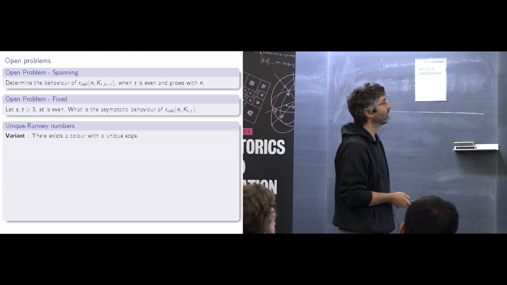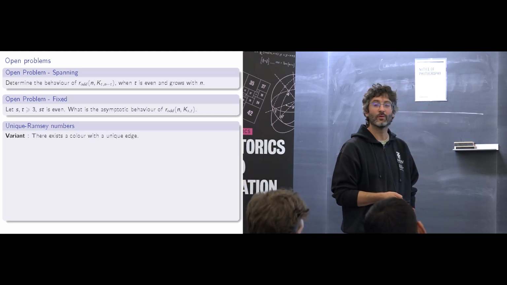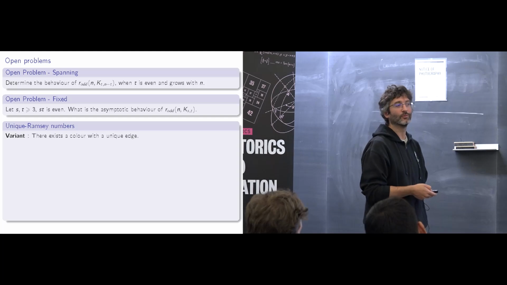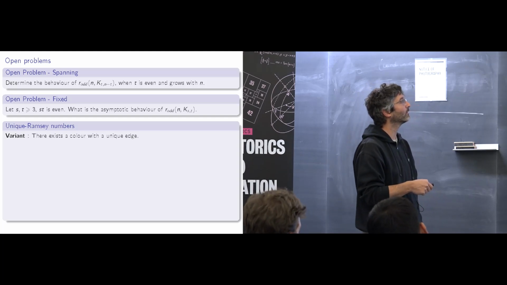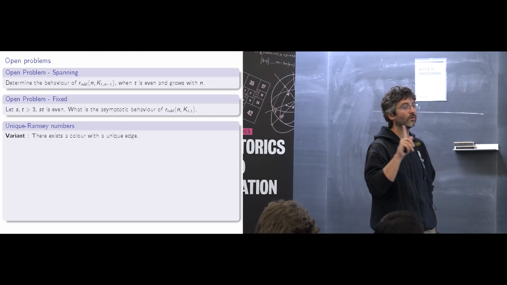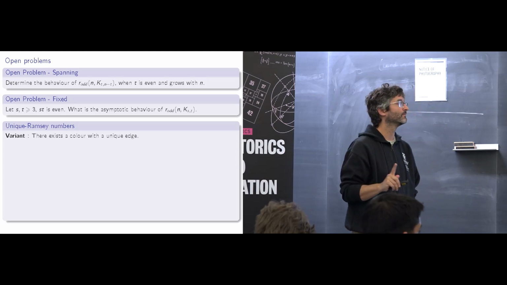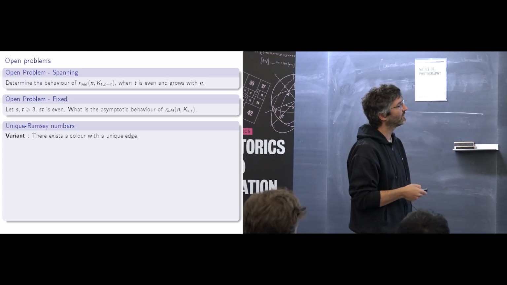And just to finish, there was something that was published just 2 days before we published ours, which was a bit annoying. But they published a variant on exactly what I was saying. Instead of asking for a single copy on an odd number of edges, you want a unique color, like a color that appears once.